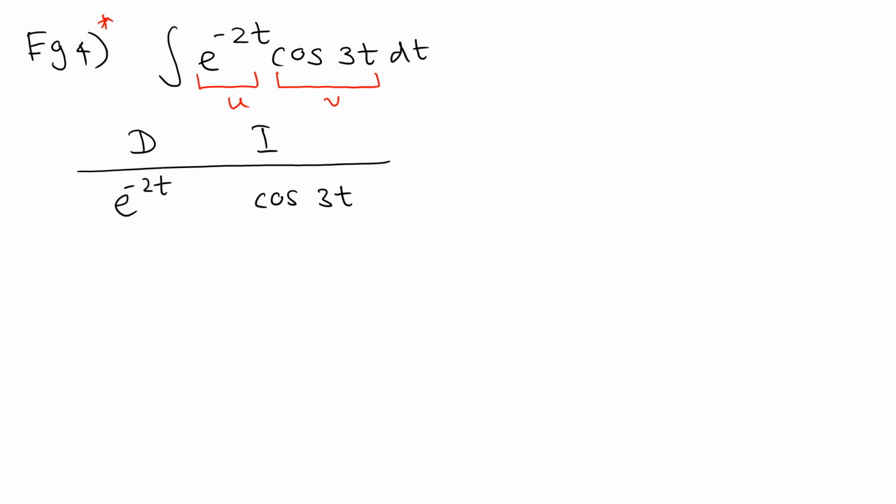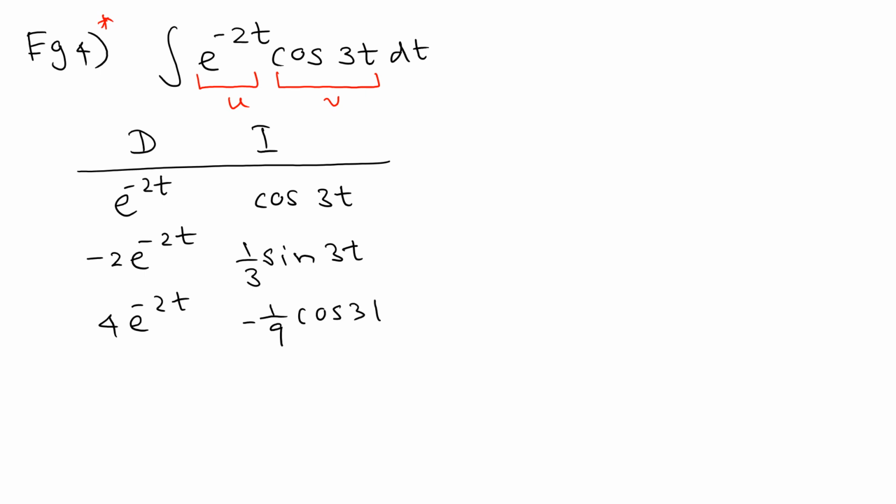Now we take the derivative of the first term, which is negative 2 e to the negative 2t. We take the integral of the cosine, which is sine 3t, and also there's a 1/3 in front: 1/3 sine 3t. Now we take the derivative again, which is 4 e to the negative 2t. On the other side is negative 1/9 cosine 3t. You can see you can keep going, but there's no point.